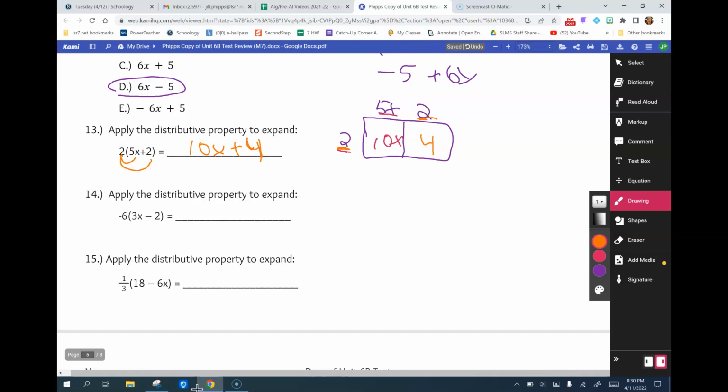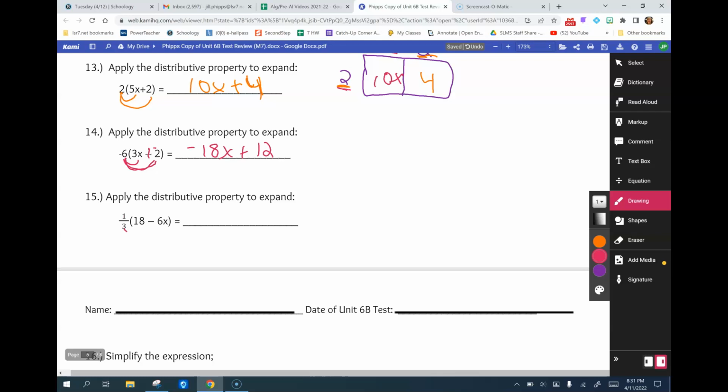So this one, I'm going to start off by actually distributing. Oh, no, I'm going to start off by cross the line, change the sign. Then I'm going to distribute. So I have negative 18x. And negative 6 times a negative 2 would give me a positive 12 because I have an even number of negatives. Okay, now number 15 looks tricky because you have a fraction.